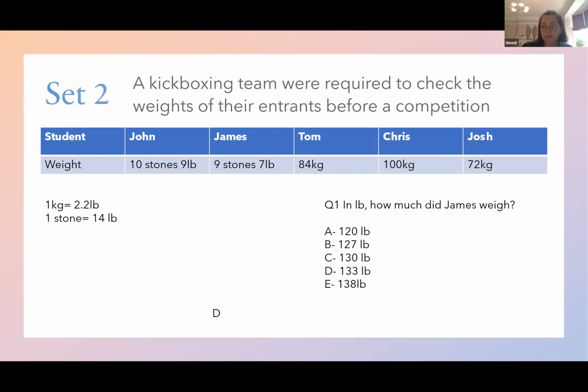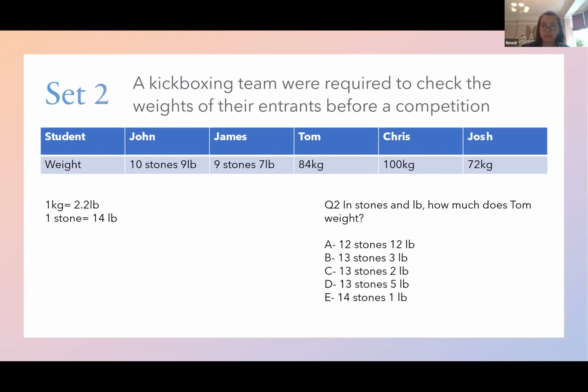And so that gives us 126 pounds, but then we need to make sure that we add on the extra 7 as well. And that's where they will try and trick you out, is they might give you an answer that works out to be 9 stones exactly. So just make sure you go back and double check that you've added everything you need to. But hopefully that one was a little easier.